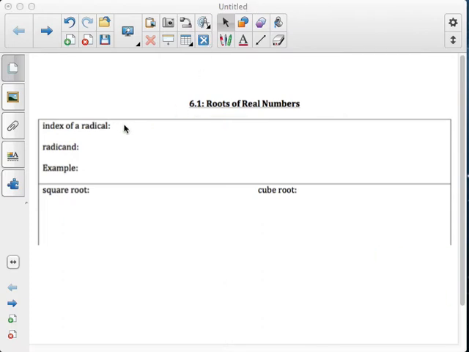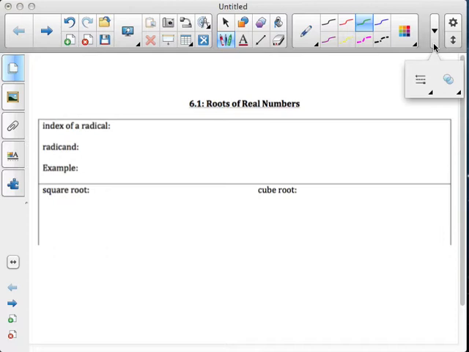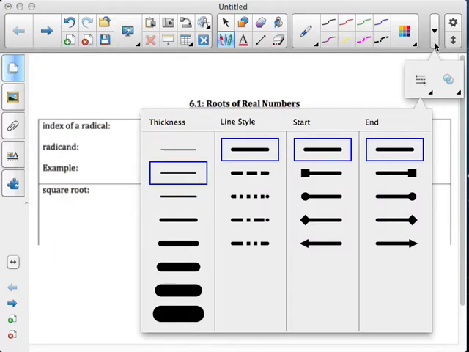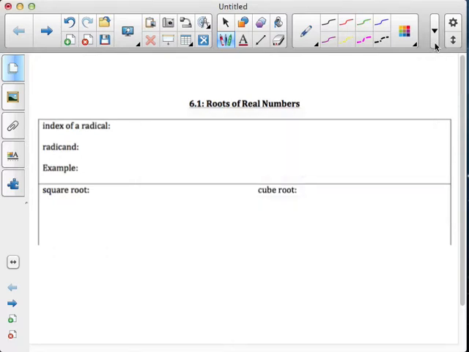All right, so today we're talking about 6.1, roots of real numbers, and you should have taken notes last night on this, but we're going to go over it a little bit just to make sure everybody understands. So first, some vocabulary.